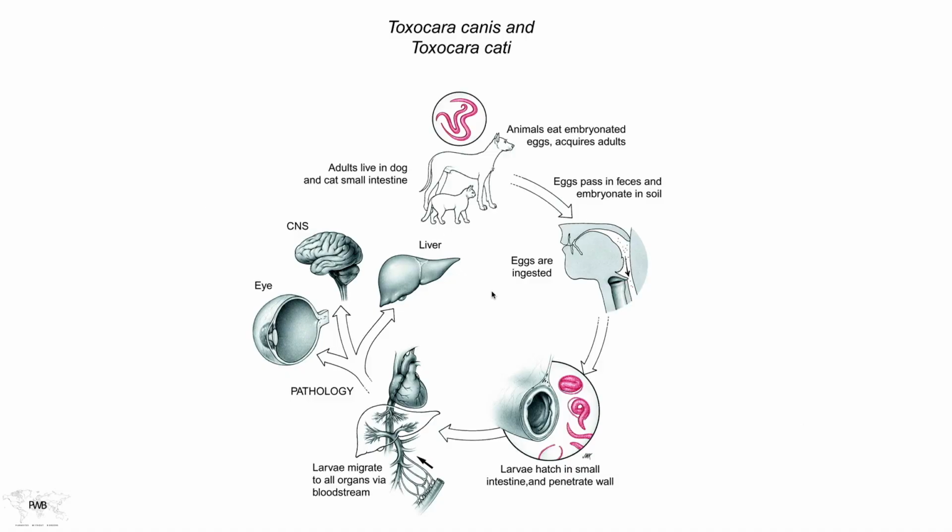The worms live in the small intestine of these two animals. They produce eggs, a prodigious number of eggs, just like the adult of Ascaris lumbricoides does in humans. And these eggs become dispersed in the local environment, wherever cat feces and dog feces are allowed to occur without being sequestered.